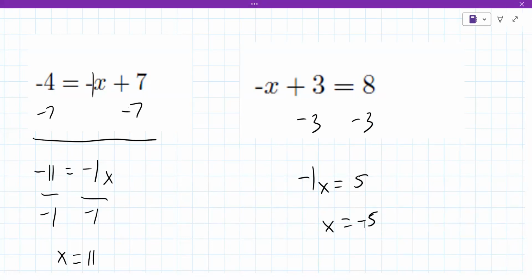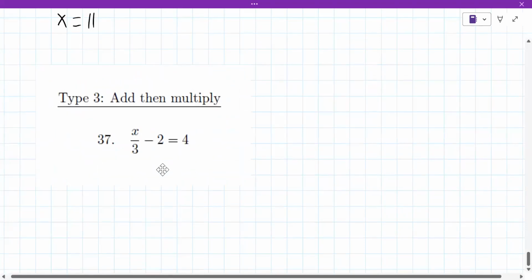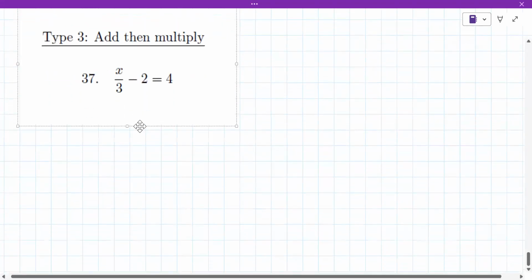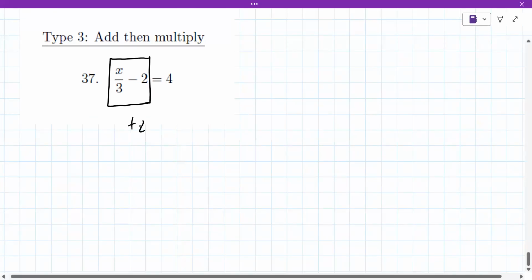Okay. So the next two types, we're going to go back to what we were doing, where I'm going to give you a bunch of the same, because I want you to see that there's only so many ways you can solve these things. This one says to add, then multiply. So you look at the side with the variable. What would you add to both sides? Two. Yes, you're going to add 2 to both sides.